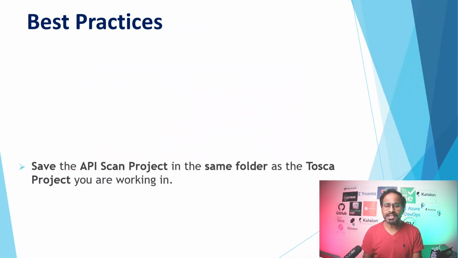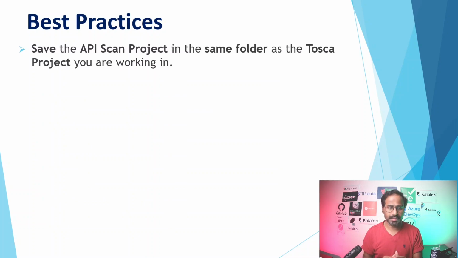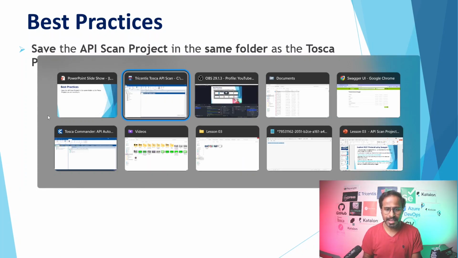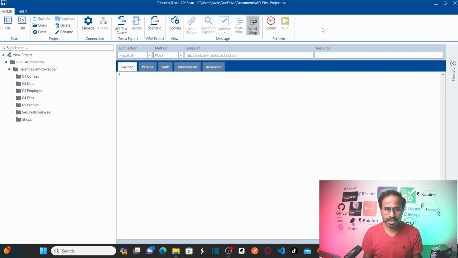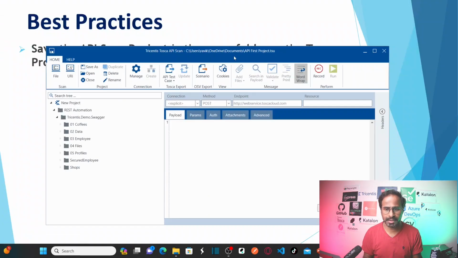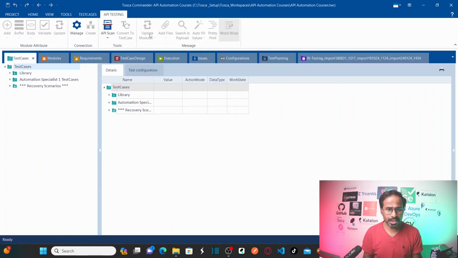Now, best practices. What are the best practices? As I told you, you need to save the API scan project in the same folder as the Tosca project you are working in. Whatever the Tosca project that you are working in, let's minimize this. If you see here at the back end, you will have an actual Tosca. This is your Tosca project.